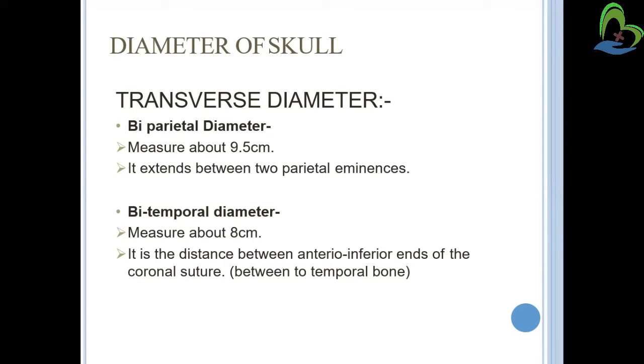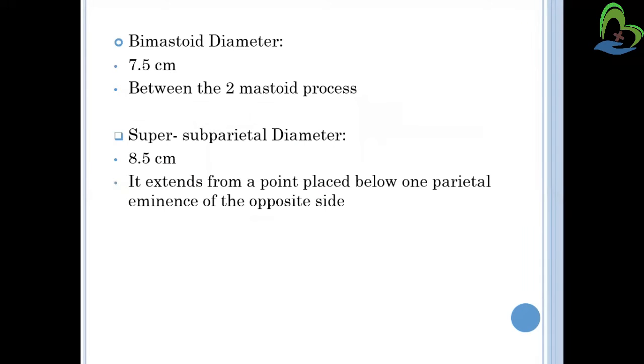Then the bitemporal diameter. It measures about 8 centimeters. It is the distance between the anterior inferior ends of the coronal suture. So between the two temporal bones, or the ends of the coronal suture, there is a distance and it's called the bitemporal diameter. Then the bimastoid diameter. It is 7.5 centimeters between the two mastoid processes. So between the two mastoid processes there is one diameter. It's called the bimastoid diameter.